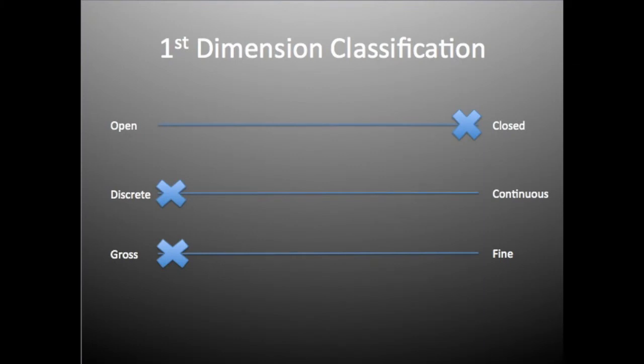First dimension classification. The back squat is classified as a closed skill. The performer chooses when to initiate the movement. When performing a back squat, the environment is stable and is not subject to change.